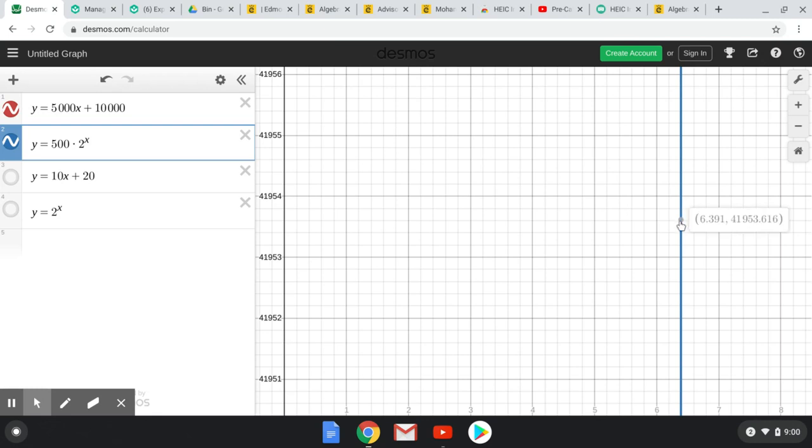These numbers are huge. It actually took me a while to find this point because the numbers were so big. I had to keep scrolling up, scrolling up, scrolling up.